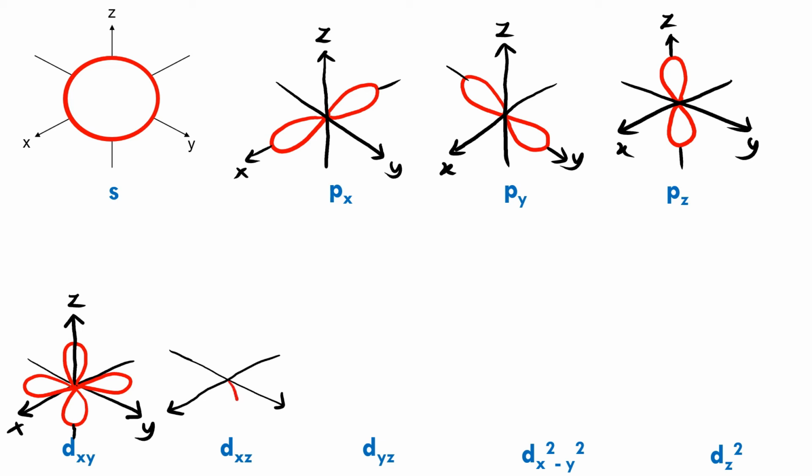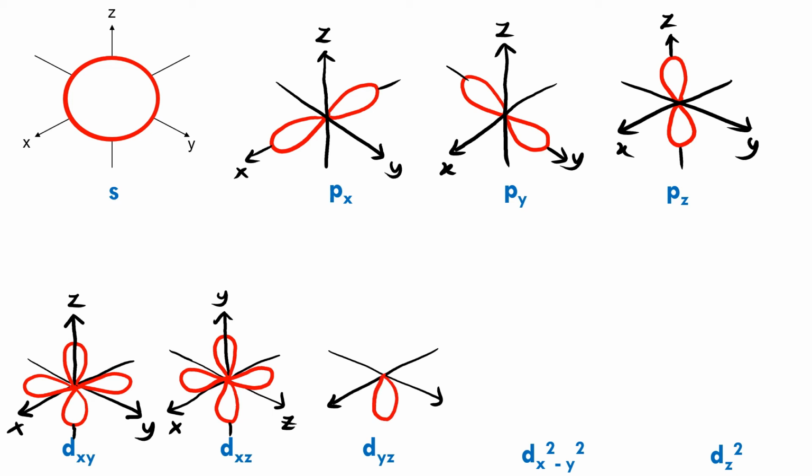Orbital dxz refers to the clover leaf in between the axes of X and Z. We see the orbitals from the view of axis of Y. Dyz refers to the clover leaf in between the axes of Y and Z. We see this orbital from the view of axis of X.